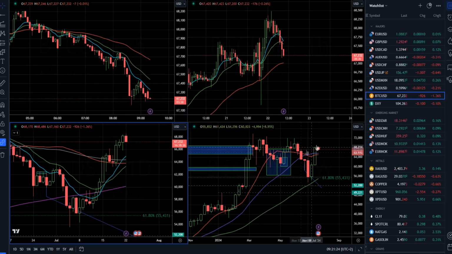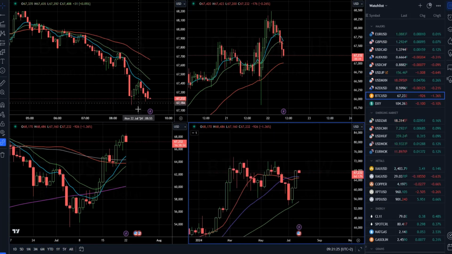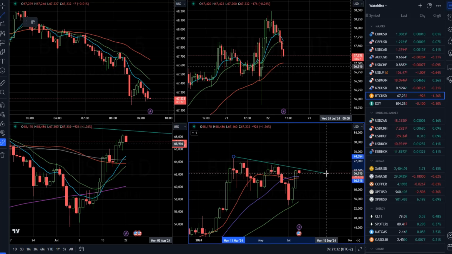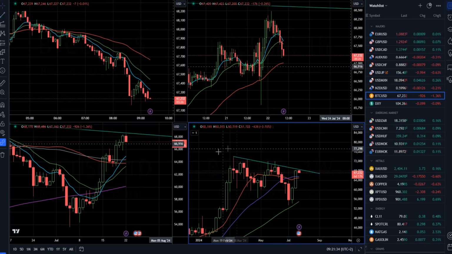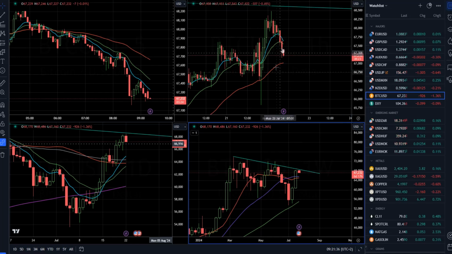On the Bitcoin versus US dollar, let's take a look at it first. Here we have a weekly time frame and we have a supply trend line. We had lots of reactions from the supply trend line. It seems like the market is just trading around that level.